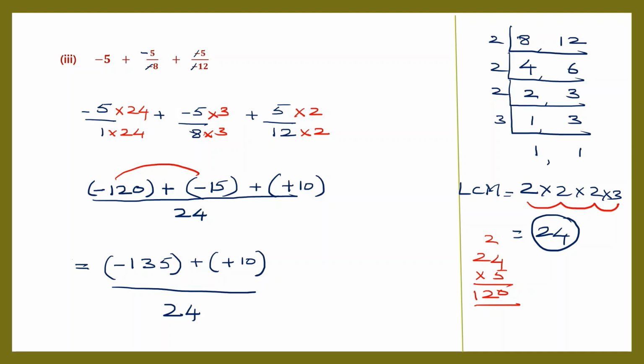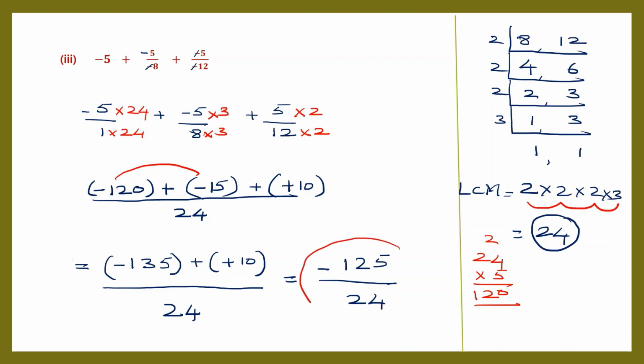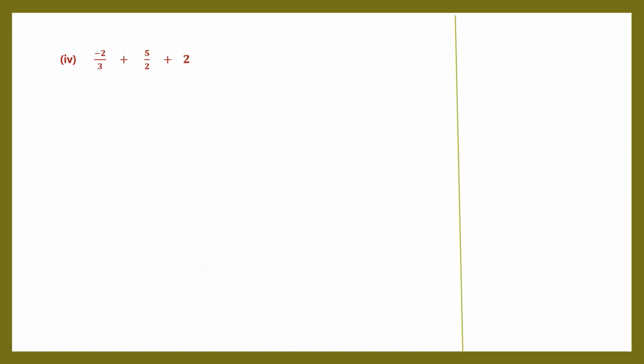Now here signs are different, isn't it? So when signs are different, we put the sign of the bigger number and we subtract. 135 minus 10 will be 125. 125 by 24. So this is our final answer and it's an improper fraction which can be converted to a mixed number. Question 4. Minus 2 by 3, 5 by 2, plus 2.